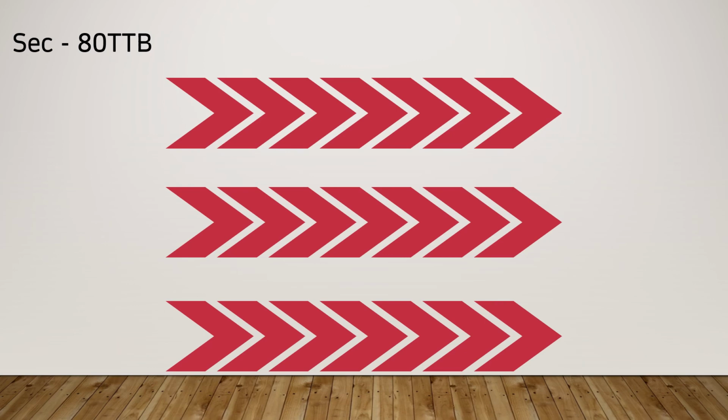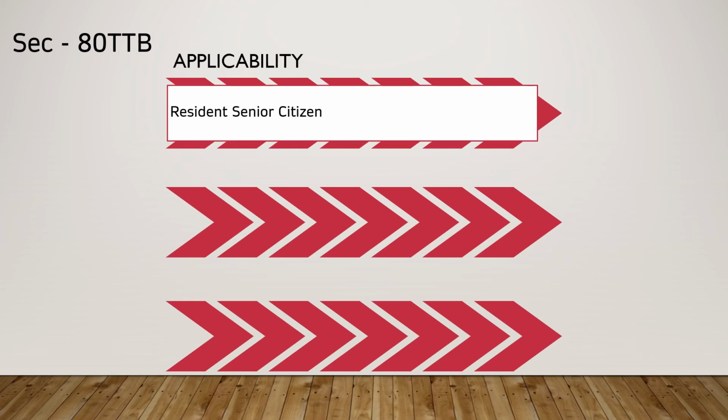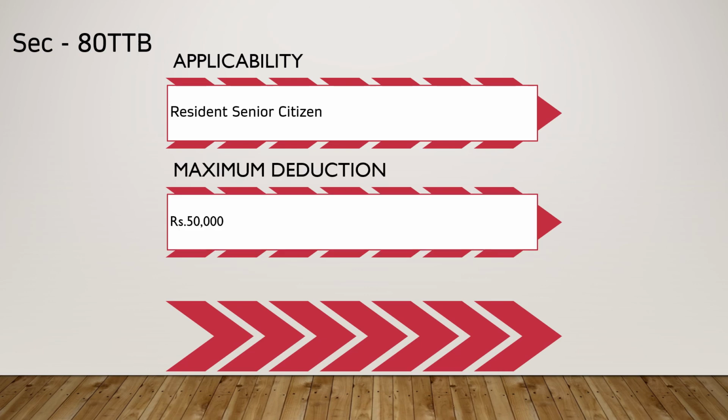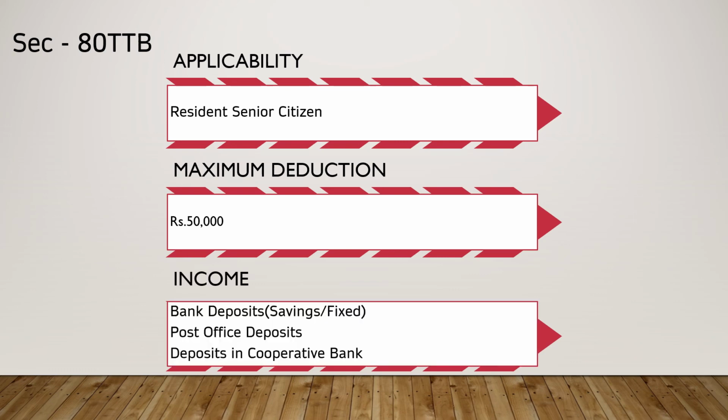Friends, you may remember in the previous slides I mentioned section 80TTB. It was introduced as a big relief to senior citizens, and it is applicable only to resident senior citizens. If an NRI comes from some other country and opens a bank account and gets some interest on it, this section is not applicable. The maximum deduction allowable is 50,000, and the income may be from a bank deposit, post office deposit or deposit in a cooperative bank. So if a senior citizen is earning some interest income on his deposit, the allowable deduction is 50,000 under section 80TTB.